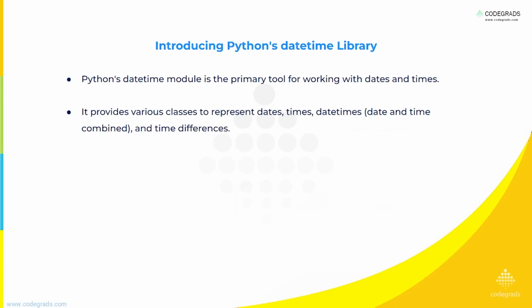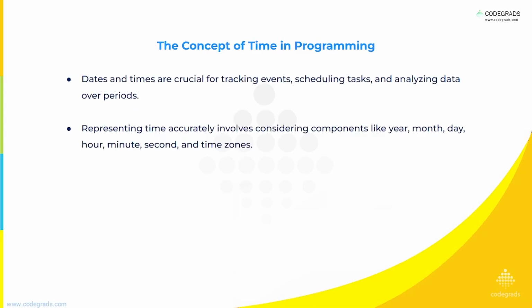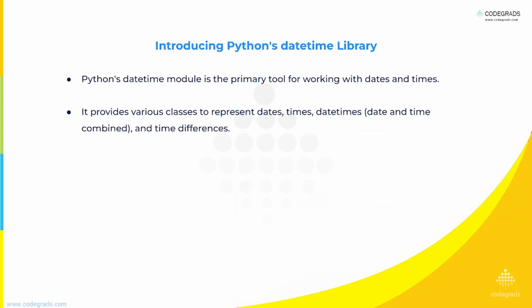So why does time matter in programming? As we have discussed earlier, while tracking events, scheduling tasks, and analyzing data over periods, we require time. Time and date are used to record time and calculate durations, for example days between two dates, or we can schedule tasks or expire data like OTPs and sessions. At that point, we require time in programming.